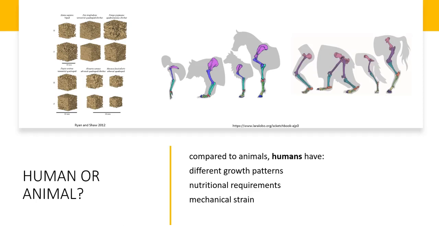One of the first questions that we need to answer is if the bone is human or animal. Though if the bone is macroscopically well preserved, this might not be an issue, but a lot of times preservation is too poor to be sure. For example, in cremations or when only a small fragment of bone is preserved. Human bones have different growth patterns, nutritional requirements, and are subjected to different mechanical strain compared to animal bones.